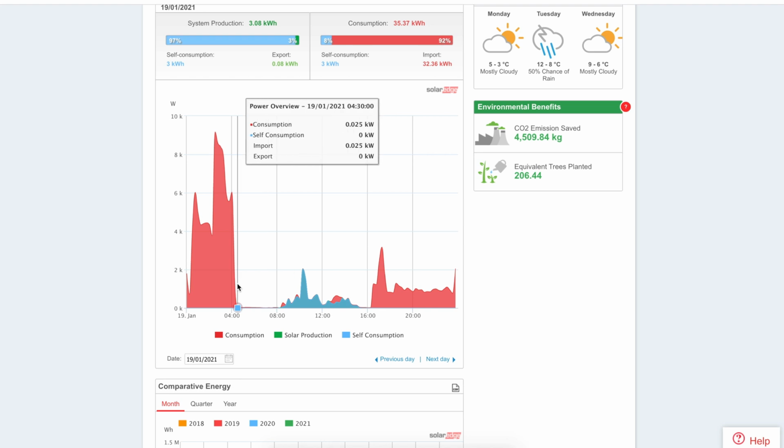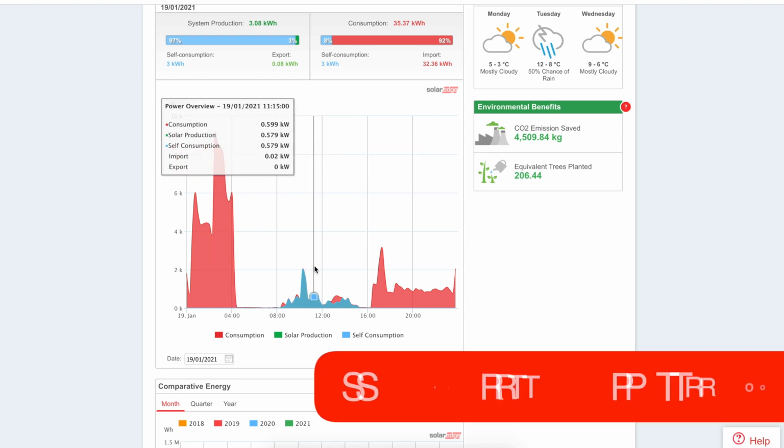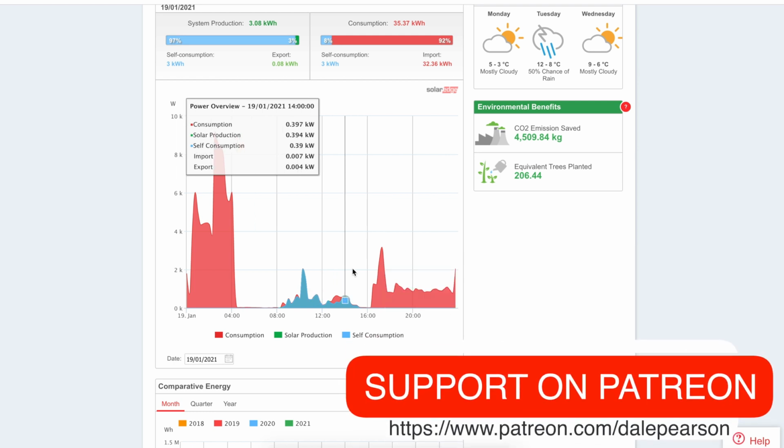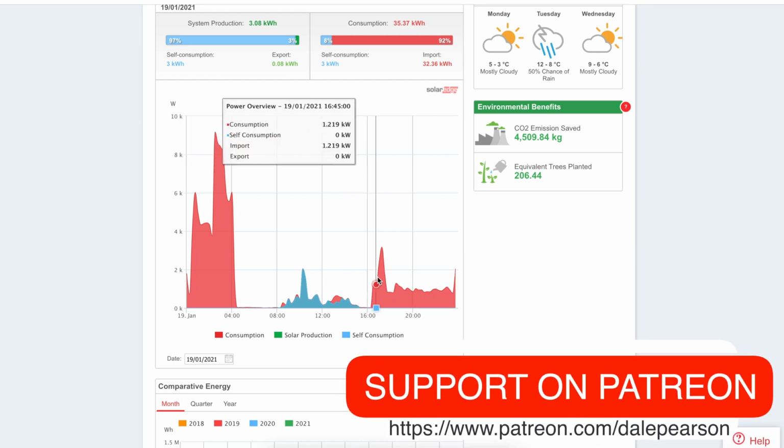Okay, so on to the 19th, usual stuff in the morning, 3.08 kilowatt hours of solar generation, not that great. And then from about 4:30, we're pulling from the grid again.